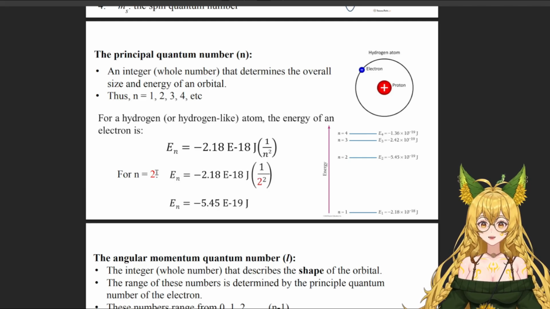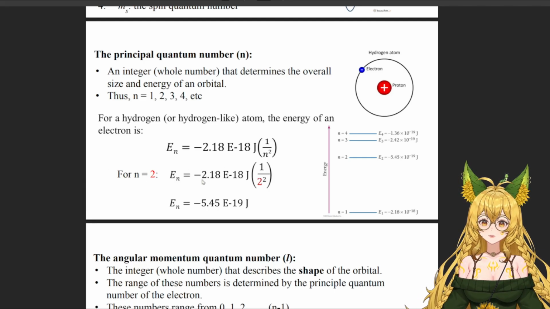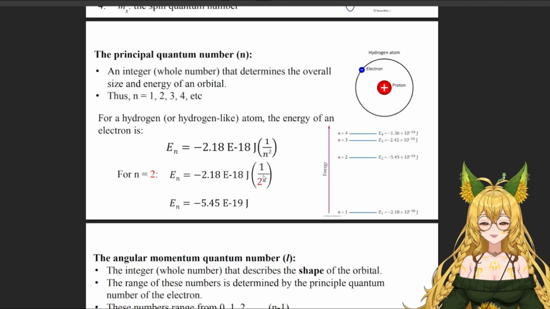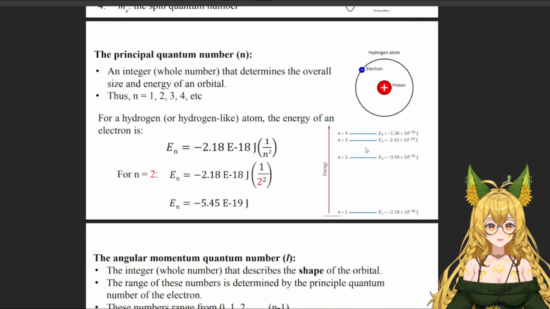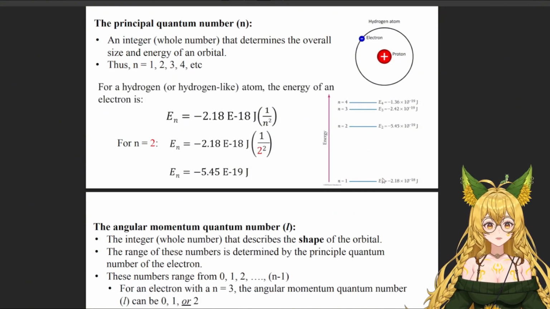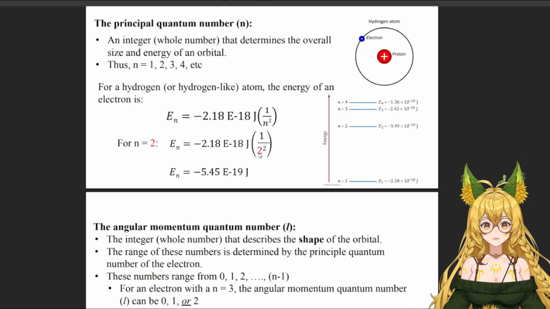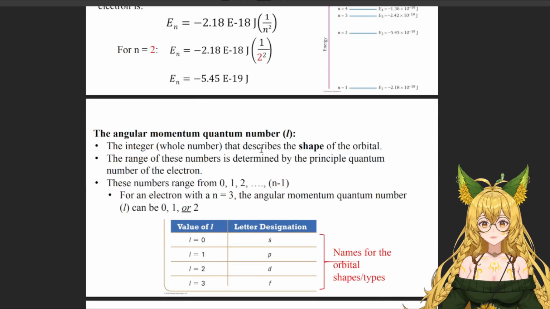And if we have n=2, then we're going to have this right here. This is how we're going to calculate the energy. And we can even see a little chart here. n=1 is going to be this, n=2, 3, 4. And it's just putting these down here and squaring it.